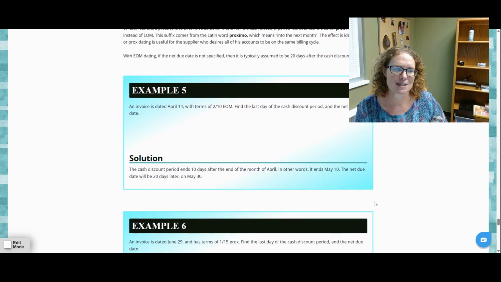So let's look at some examples of that. An invoice is dated April 14th with terms of 2/10 EOM. Find the last day of the cash discount period and the net due date. So the cash discount would end 10 days after the end of the month of April. So it would end May 10th. And the net due date would be 20 days later on May 30th.